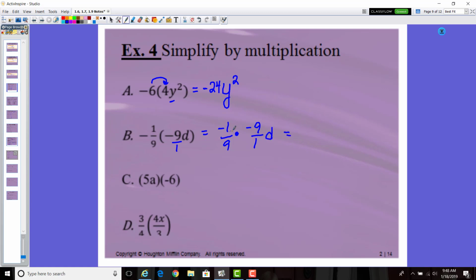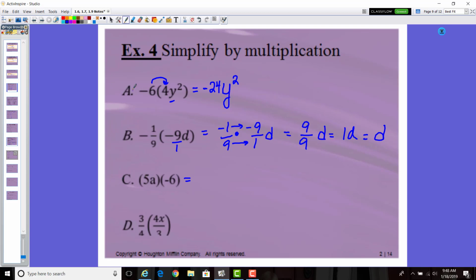It's the same thing. So when we multiply our fractions, on the top we get positive 9, on the bottom we get positive 9, we have our d here, and 9 over 9 means 1d, or just d. That would be using the reciprocal.